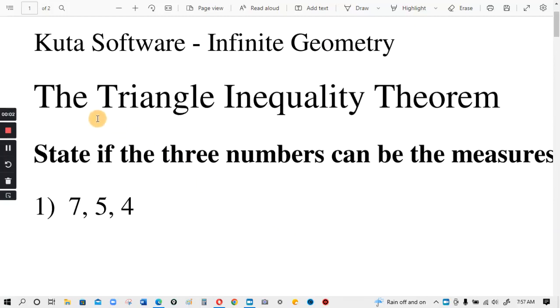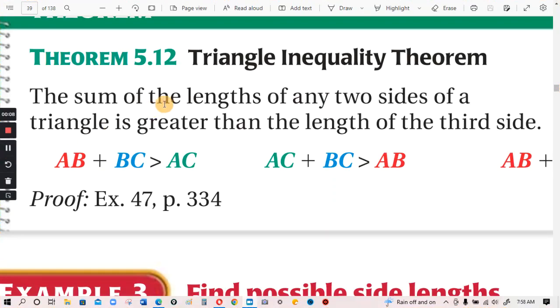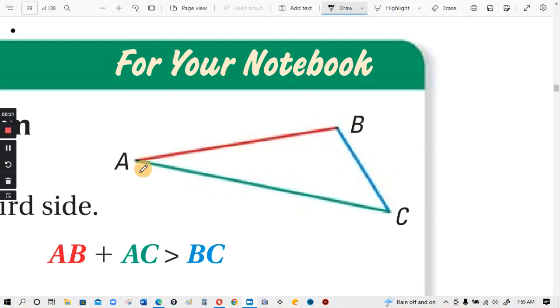This will be for the Kuta software worksheet, the triangle inequality theorem. So the triangle inequality theorem states that the sum of the lengths of any two sides of a triangle is greater than the length of the third side. So if you look at a triangle, realize that the shortest distance between any two points is a line.